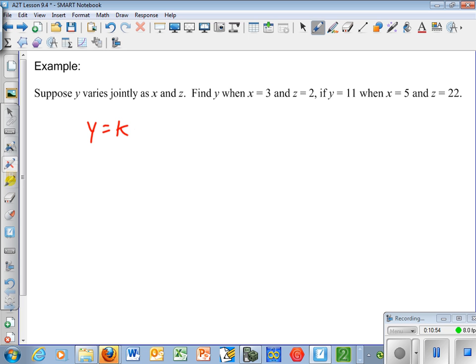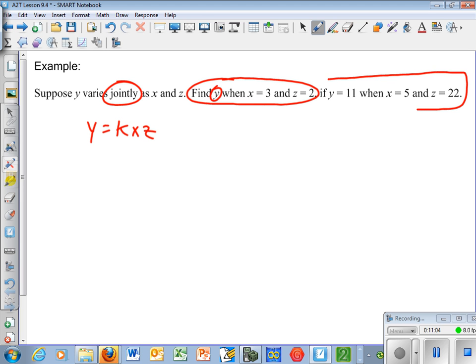I got another example just like that. Y equals kxz, because it is joint variation. Again, here's where they're asking me with this group of numbers to find y, so that's the missing one. I don't want to use that first. I want to use this first. So we're going to come and plug that in. Y is 11. We're going to find k in this step, times 5, and z is 22.